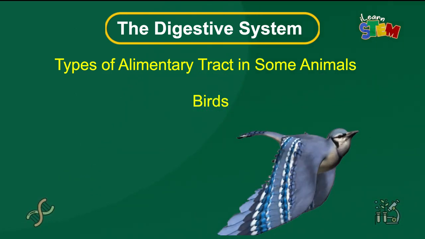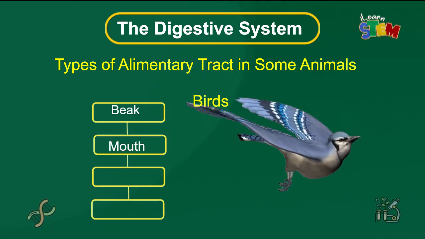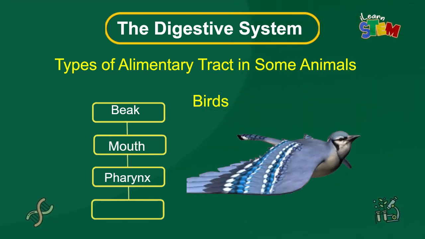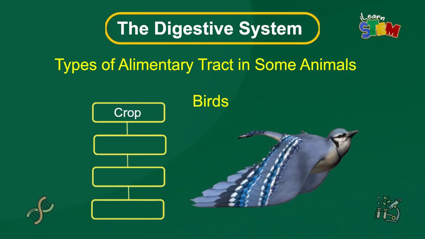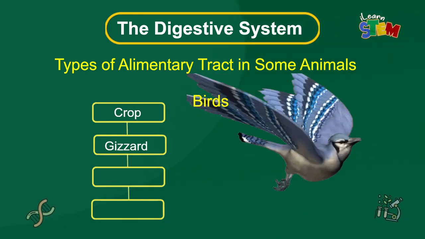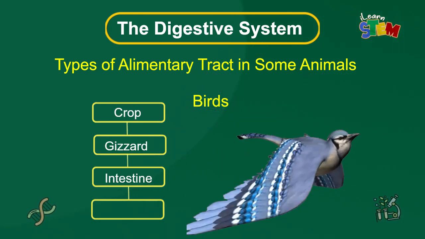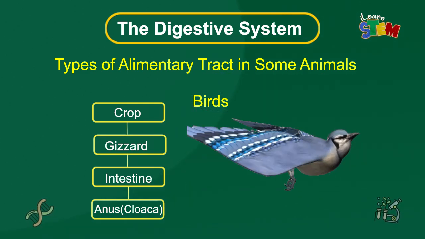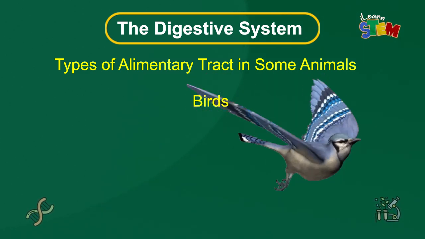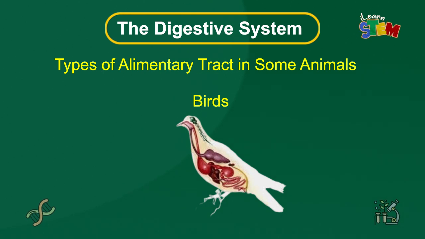The tract includes the beak, mouth, pharynx, esophagus, crop, gizzard, intestine, and anus, which is also known as cloaca in some animals. Birds lack teeth, so food is picked up with the beak, stored in the crop, and ground in the gizzard. The nutrients are absorbed in the intestine, and waste exits through the cloaca.